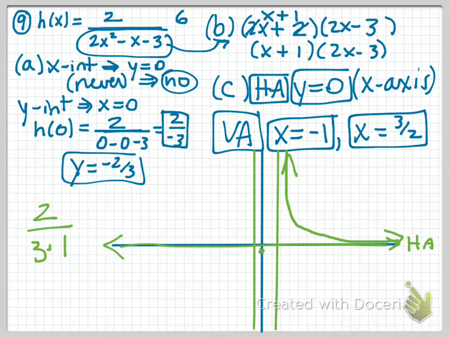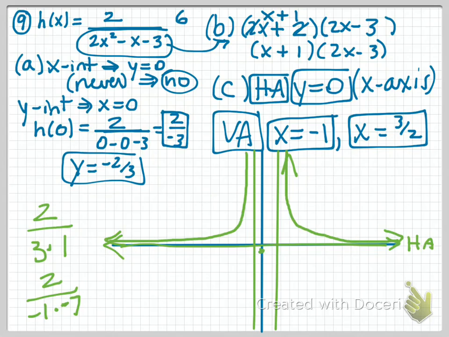Then we will go to the left of -1. So let's go to -2. Again, 2 stays 2 on the top. But then when I put a -2 in the denominator, -2 into x plus 1 gives me -1. And then -2 into 2x minus 3 would be 2 times -2 is -4, minus 3 is -7. Well, this is 2 over a negative times a negative, so that's 2 over positive 7, so it's going to be also positive. So this side will come in here like this.